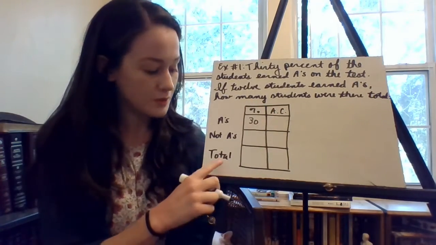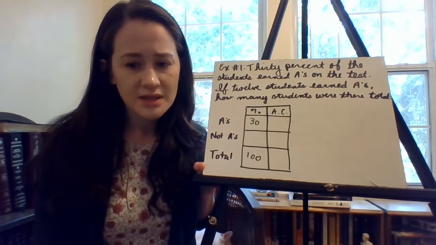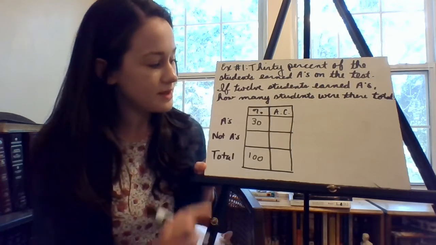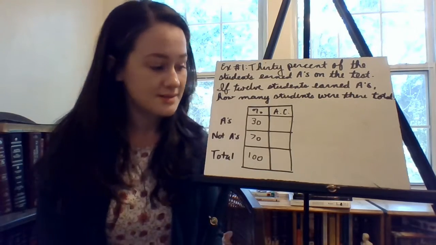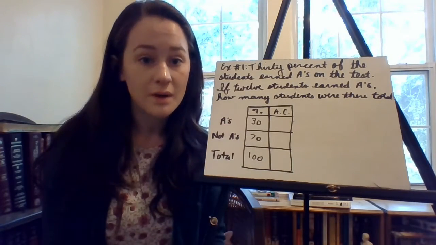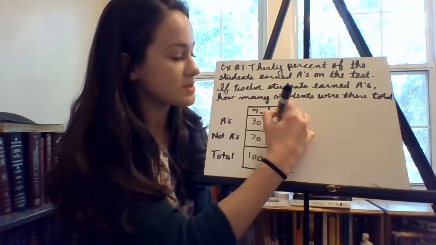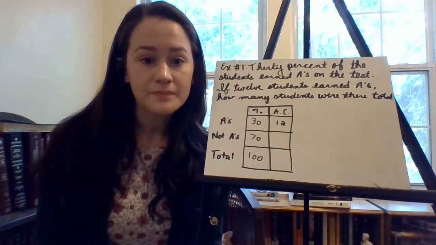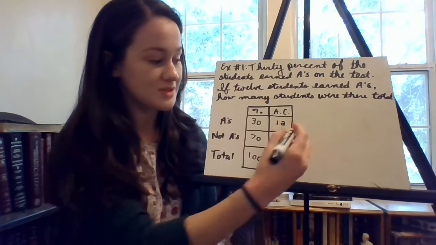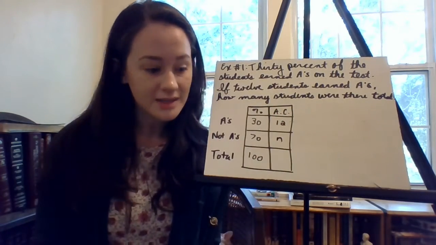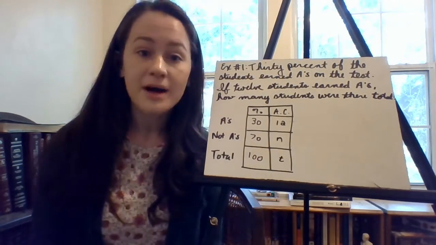We also know that the total percent will always be 100. And with this information, we can use process of elimination to figure out that 70% of the students did not earn A's because 30 plus 70 equals 100. We were also told that 12 students earned A's, so that's our actual count, and we can fill that in here. We can fill in variables for the information that we still don't know. So we don't know how many students did not earn A's. We'll put an N in that box, and we do not know the total number of students. So we'll put a T in that box.